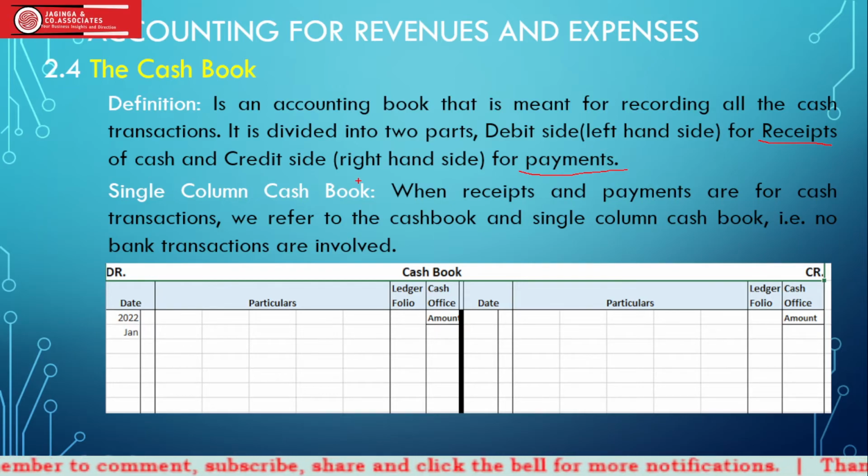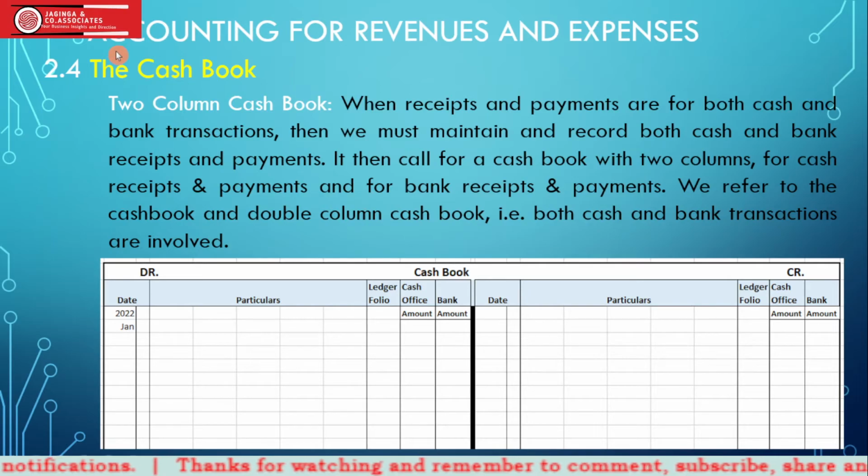And then we're also saying that we have three types of cash book. We have single column. With a single column, only cash transactions are involved, no bank transactions, and nothing to do with cash discount. So we only have cash transactions. And then we also have the two column cash book, and with the two column cash book we have cash transactions and bank transactions. So in our cash book we'll have a cash column and a bank column for both debit and credit side.